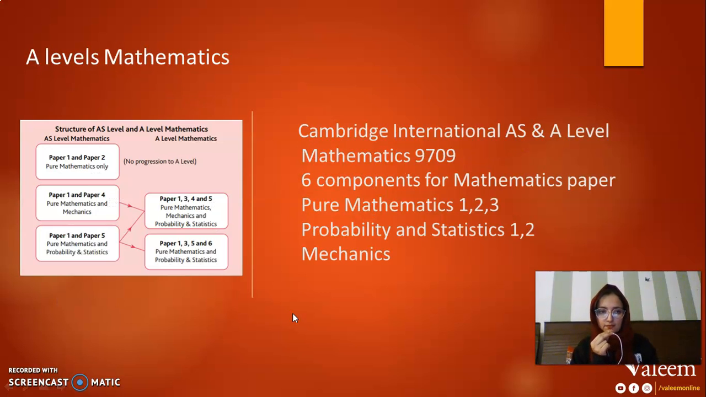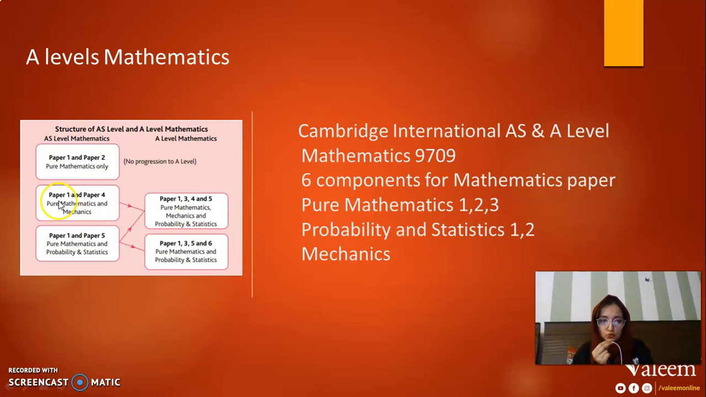Next up we have A-levels mathematics. This is Cambridge International AS and A-levels mathematics. The code for the paper is 9709. There are 6 components for the mathematics paper that are pure mathematics 1, 2, 3, probability and statistics 1, 2, and then mechanics. If you choose paper number 1 and paper number 2, that is pure mathematics only in your AS level, then you cannot progress to A-levels.